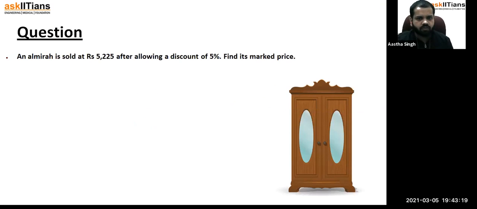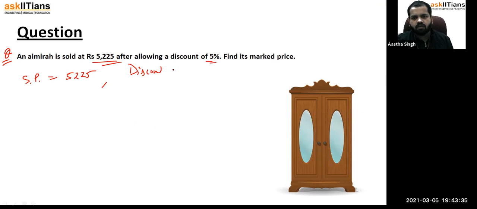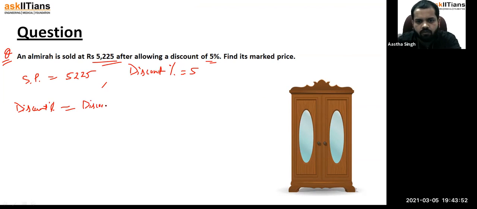Likewise, a question is there. An item is sold for this. So basically, you know your selling price. Selling price is what? 5225. And a discount of 5% is allowed. You have been given the discount percentage. Discount percentage is 5. Okay. Find its market price. So you know that discount percentage is equal to what? Discount divided by market price multiplied by 100, guys. Okay.